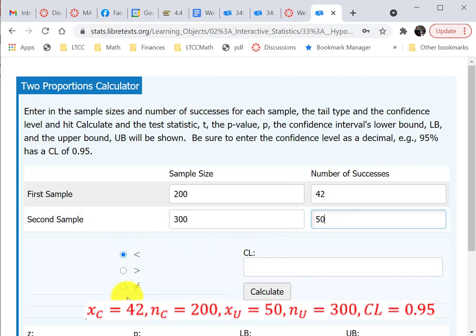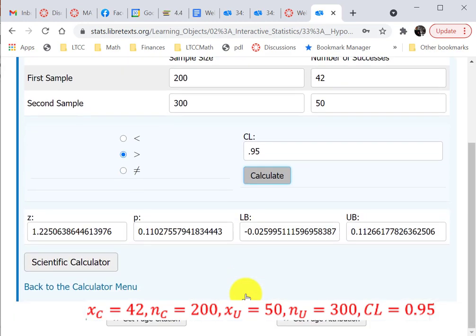It asked for what tail test we have. We had a greater than. And it asked for CL, the confidence level. That was 0.95. I hit calculate, and it gives us everything we need. So notice the p-value is 0.11.